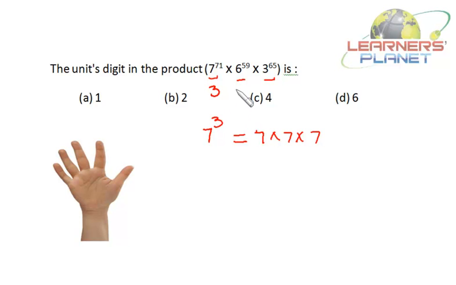And 6 raised to 59, it will end in 6 only. So it's 6. Then 3 raised to 65. The last number below 65 which will be divisible by 4 is 64. So we'll be getting the unit digit as 3 raised to 1 which will be 3. So it's 3. Now 3 sixes are 18. We'll drop 1. We'll continue with 8. That 8 into this 3, that is 24. So what we'll be getting at unit place is 4. Isn't it very simple, friends?